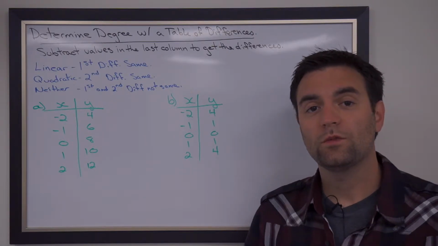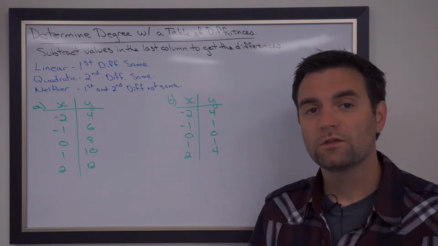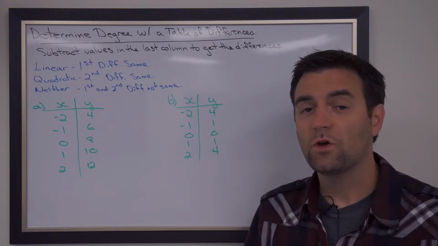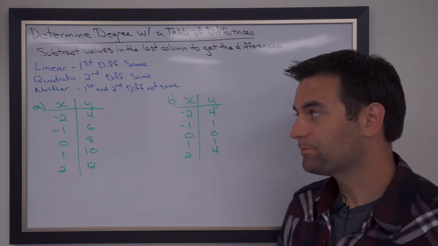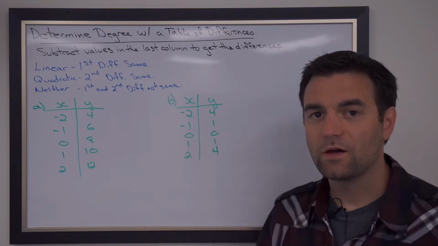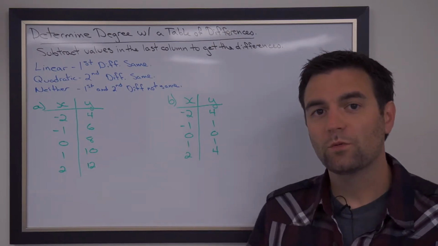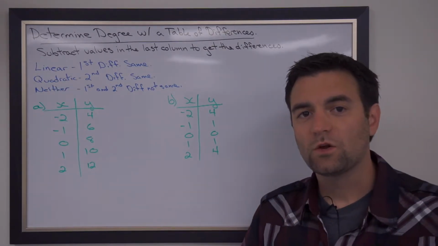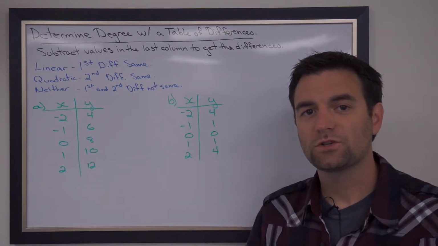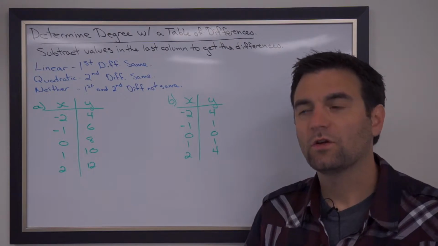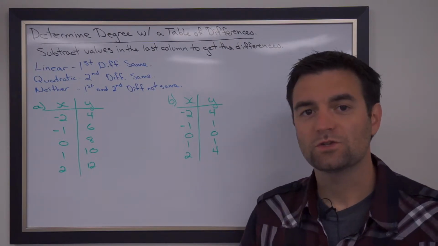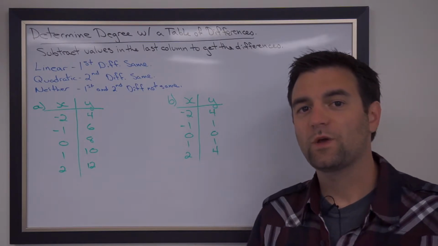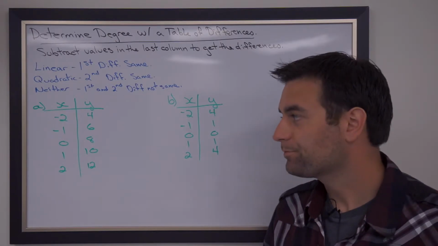Determining the degree with a table of differences. This allows us to figure out if we have a linear equation or some other type of equation just from the table of values. The two that we're going to be working with in this course are the linear equations and the quadratic equations. Quadratic equations we'll come to in another section, and they're curved, whereas linear equations are straight lines. And then the third case that we're going to encounter is when we have neither of those two.